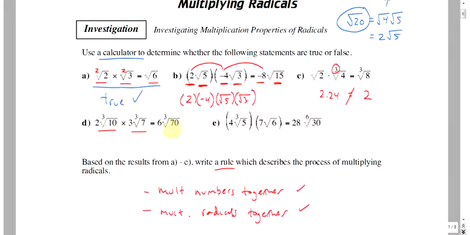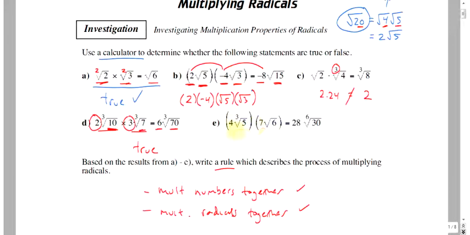Cubed root, cubed root. Do we think we can multiply these? Yes, we can. How do we do that? You multiply the numbers together. 2 times 3 is 6. And then you multiply these together, just like we always did before. Okay? 4 times 5 is 20. 10 times 7 is 70. That's going to be true.